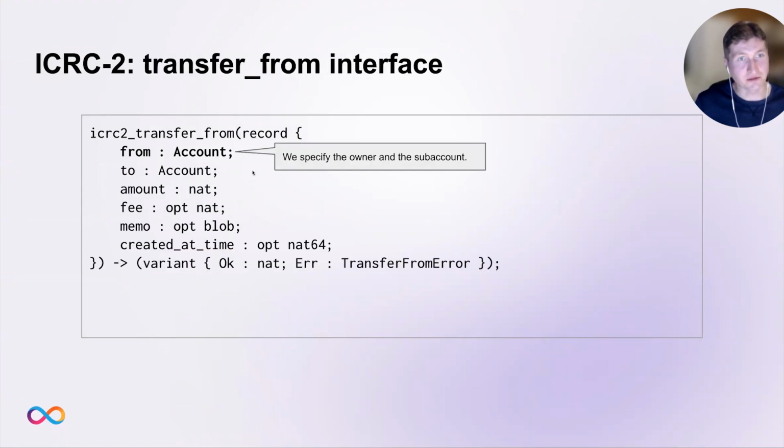And then there is a transfer_from endpoint, which is exactly the same as ICRC-1 transfer, except for an extra field called from, where you specify from which account you want to transfer. So now you explicitly say, I want to transfer from this account to this account, and the amount you want to transfer. And the ledger will take the allowance you might have for the from account into consideration when it makes the transfer.